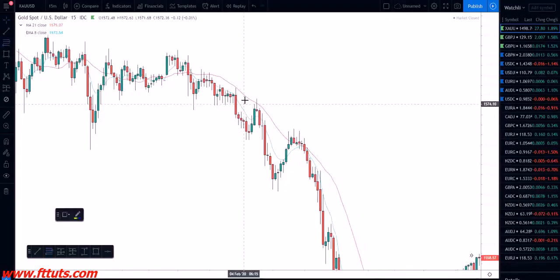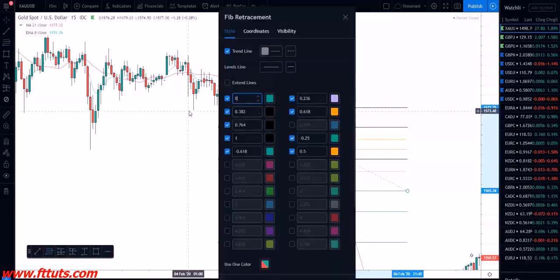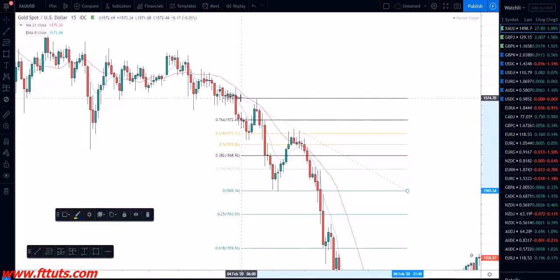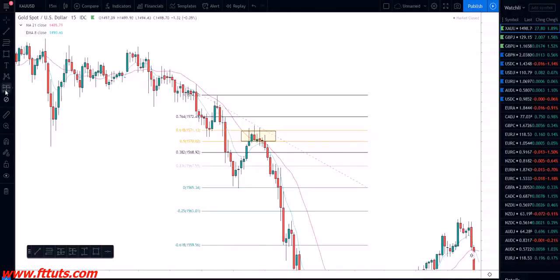Market structure being broken to the downside, right? Look at this. Look at these rejections here. Right in our golden zone, we see major rejections. What happened after we saw those rejections?